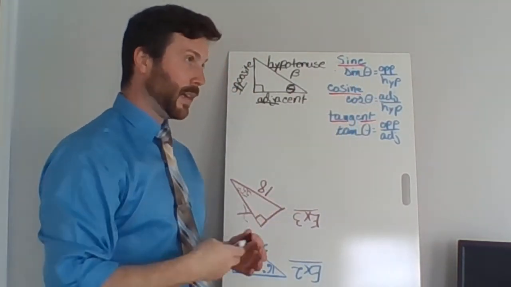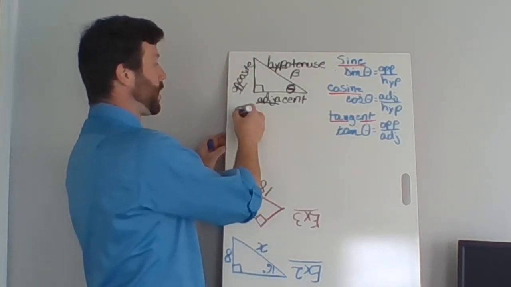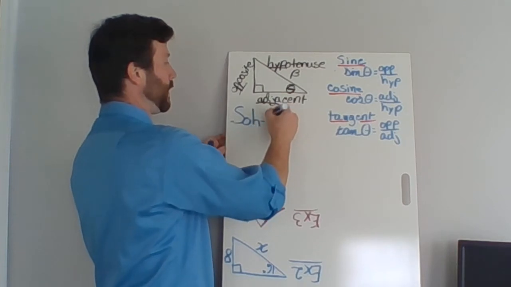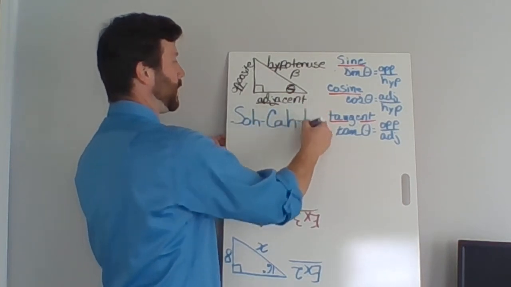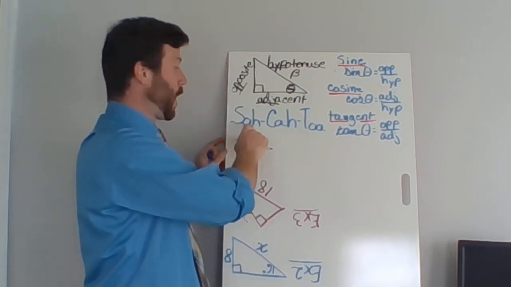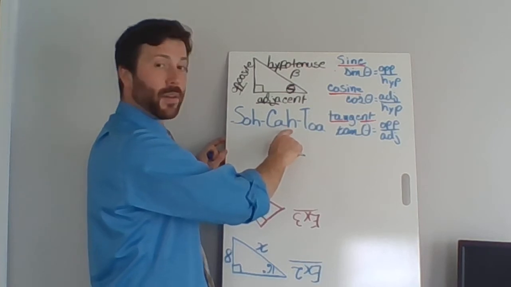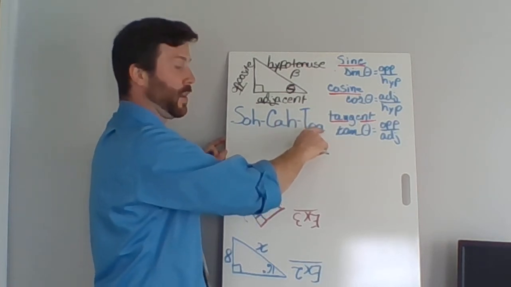And there's a mnemonic device, a trick that we use to remember them. It is Sohcahtoa. Sine is opposite over hypotenuse, cosine is adjacent over hypotenuse, and tangent is opposite over adjacent.